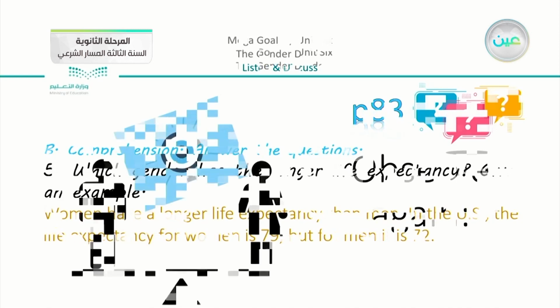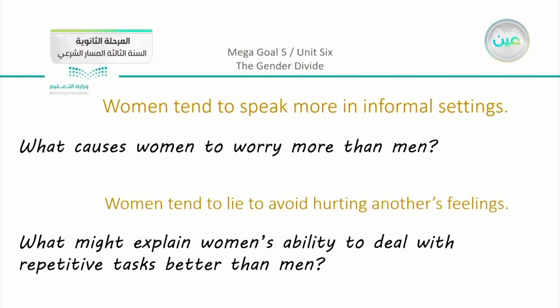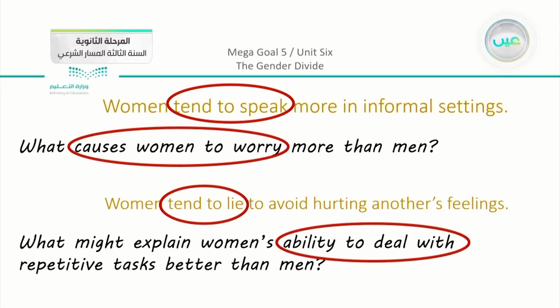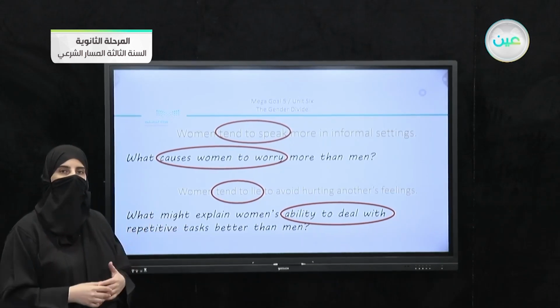Now moving on, we're going to observe our sentences again. We have the same answers, and actually we have answers and questions from what we mentioned. Here, I want you to observe something. You can see that we have here, women tend to speak. What causes women to worry? Women tend to lie. What might explain women's ability to deal with? Now, you can see that in all 4 examples, there is one word that is repeated. You can see that we have here the word to.